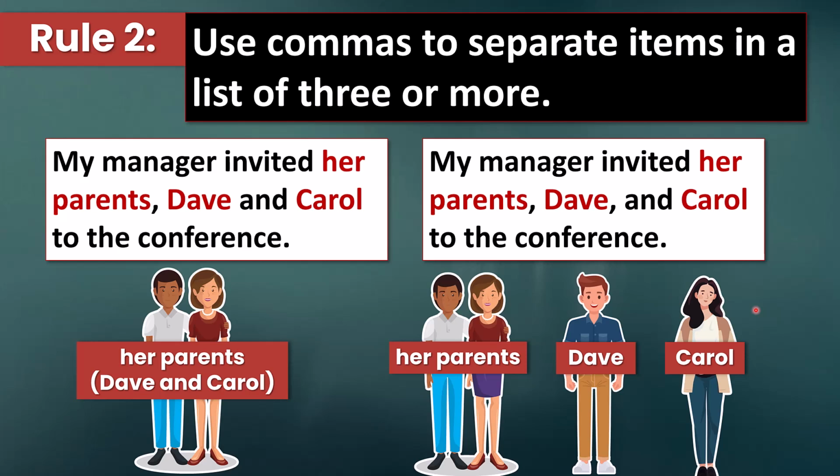So some people prefer to use the Oxford comma for clarity, just to make it very clear that we're talking about three different things or three different people, etc.